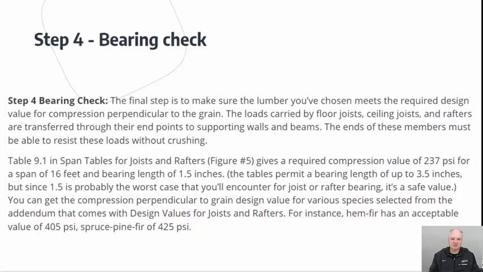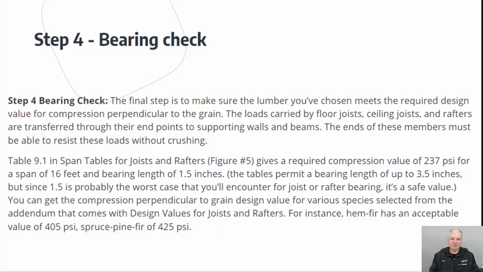Table 9.1 in span tables for joists and rafters, figure 5 for us, gives us a required compression value of 237 psi for a span of 16 feet, and the bearing length of 1.5 inches. The table permits a bearing length of up to 3.5 inches, but since 1.5 is probably the worst case scenario you'll encounter for joist or rafter bearing, it's a safe value.